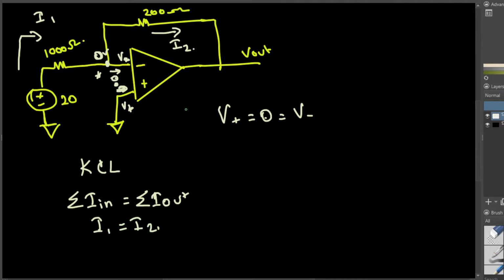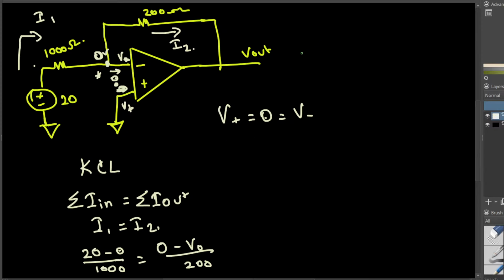Because here we have two unknown variables, to make this easier we can solve this in terms of voltage. Here the plus sign is on top, so this voltage is plus 20 volts. So (20 minus 0) divided by 1000 is equivalent to I1. Then I2 is going to be what? Since the current is going in this direction, this voltage minus this voltage divided by the resistance in between: (0 minus V out) divided by the resistance in between, that is 200.